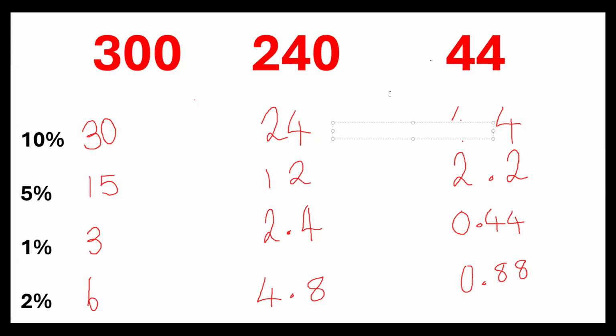So I think we're ready for stage 2. Well, actually, I don't think we're ready. I know we're ready. So let's remind ourselves of stage 2. Stage 2 is to use stage 1, the stage that we just did, to find any percentage of any number. So at the moment, what we've been doing is finding 10%, 5%, 1%, and 2% of numbers. But of course, we want to be able to find any percentage of any number, okay?